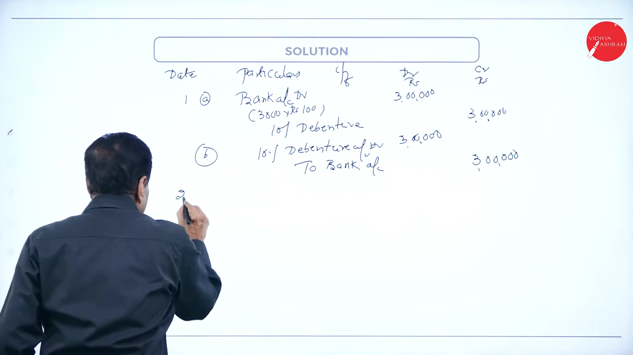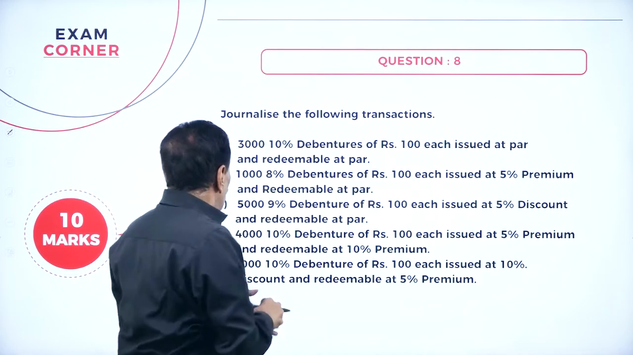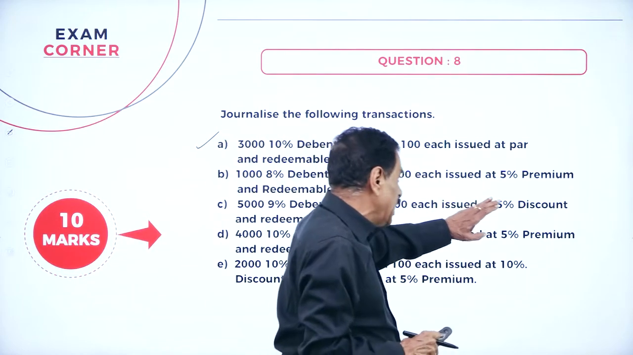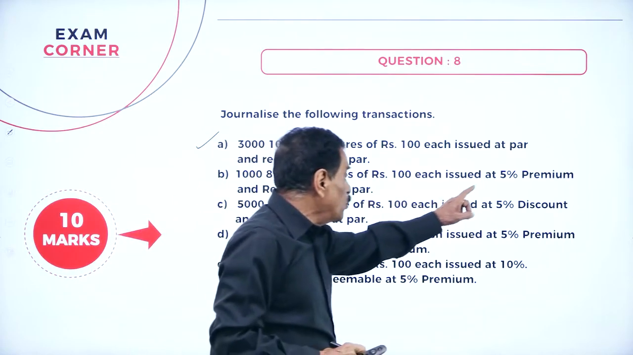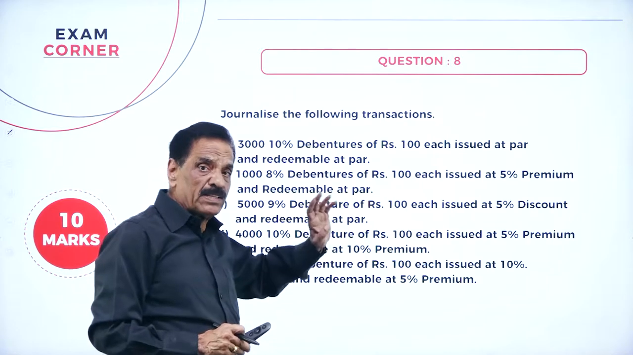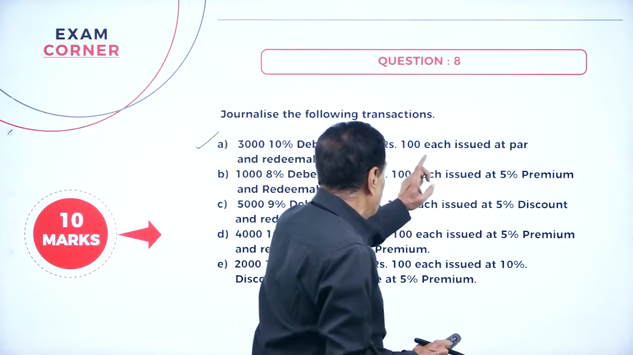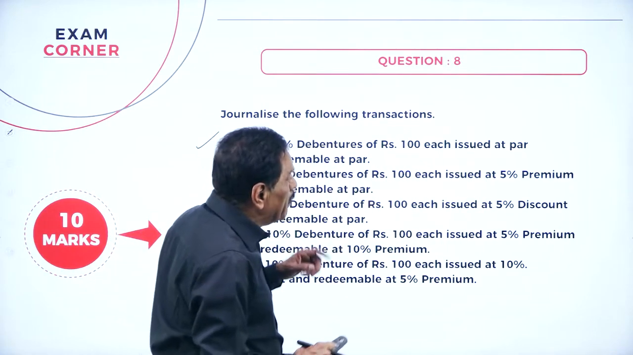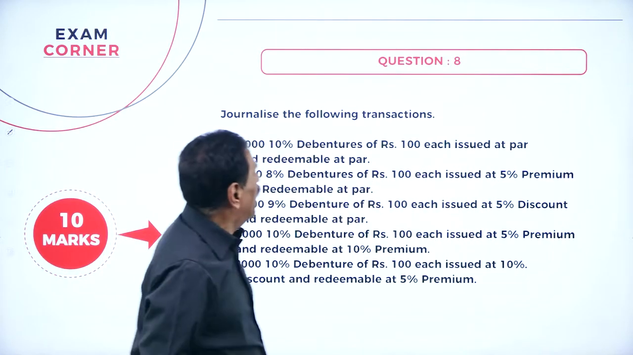Second entry, see this. 1,000 8% debentures of Rs 100 each. So 1,000 into 100 is 1 lakh. Issued at 5% premium on 1 lakh, 5% goes to 5,000. Issued at 5% premium and redeemable at par. Issued at a premium but redeemable at par.